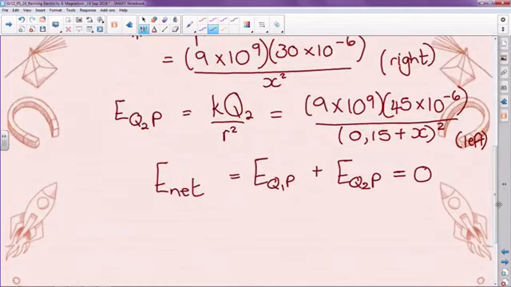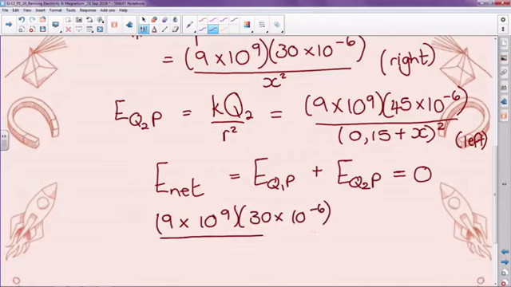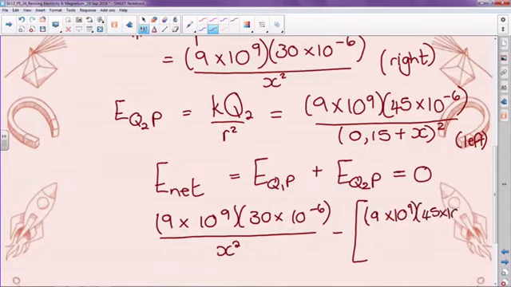So what I'm going to do is I'm going to make to the left negative, so that means I then put this in here. So this is my Q1. Okay, I'm going to minus this whole part. And I'm going to write a little bit small so that I can get it in here. 0.15 plus x squared. And that's all equal to 0.